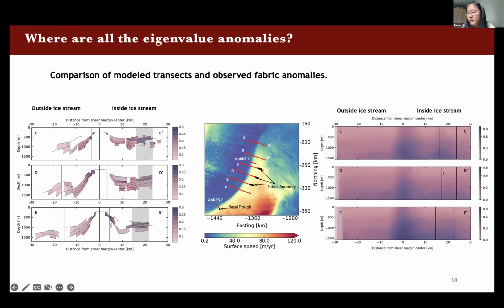So this is not a very thorough test. As you can see, the spatial locations of the anomalies only match qualitatively and do not match quantitatively at all. So we need to continue fine-tuning the model and make this comparison more rigorous.